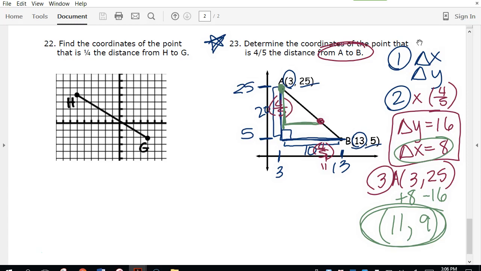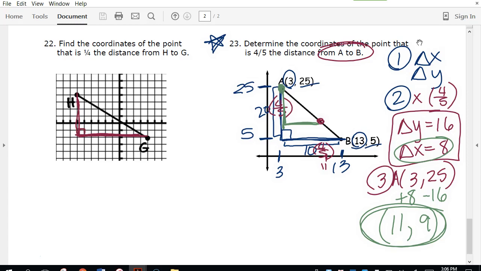8. Let's try it on 22 that actually has a grid. 22 has a grid, let's do the same thing. And I'll show you how it's a little bit easier when there's a grid that you can count. So everyone go to 22 and draw a right triangle.